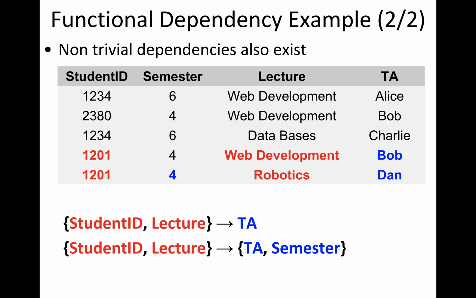A couple more here: you have a lecture from a student that is taking a couple of lectures. We might find, if we create some constraints, that this student ID can only be taking that lecture once. There's no way that this student would be taking that lecture twice, so the combination has to be unique. You can then determine that because of that lecture, there's only one TA for that particular lecture. And if you know the TA, you might also know what the semester is.